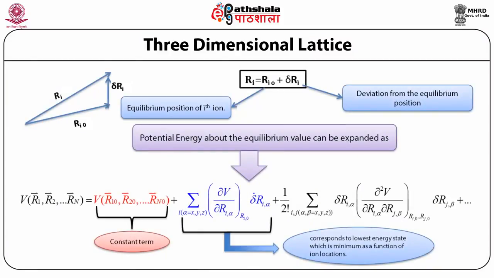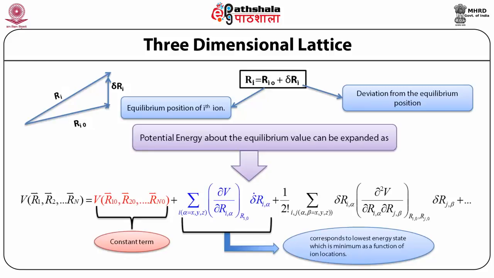Since the ions we are assuming are executing small oscillations about their mean positions, we can write vector Ri is equal to vector Ri0 plus a small oscillation, vector delta Ri, where this small vector delta Ri is the deviation from the equilibrium position Ri naught of the ith ion. So again I repeat this, that the equilibrium position of the ith ion plus the deviation from the equilibrium position makes up the total Ri of the ith ion.